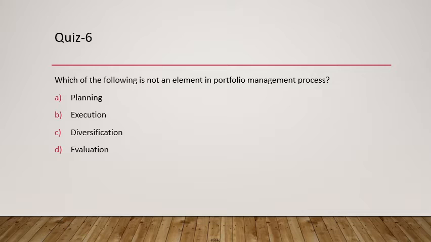So when you manage a portfolio, there'll be multiple steps that you take. Planning is definitely one of the key elements. Execution is very important. So is evaluation. So diversification is something which we cannot put here. So diversification becomes that option. Diversification is basically allocating investments to different assets. It's not an element in the process. It's more of an activity.